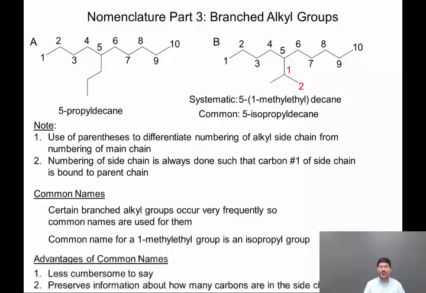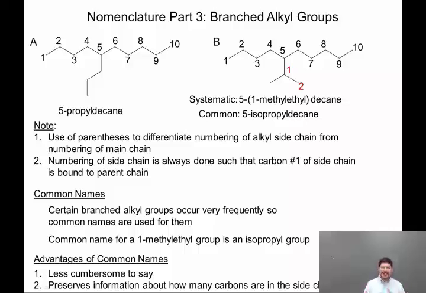Advantages to this are, first of all, it's less cumbersome to say. If you say 1-methyl ethyl too many times, you will get yourself tongue-tied. And secondly, and more importantly from my perspective as a chemist, it preserves information about how many carbons there are in the side chain. 1-methyl ethyl might lead you to believe that there's only 2 carbons in the side chain, and you have to think a little bit to realize that there's actually 3 carbons in the side chain. But isopropyl is telling you, the propyl, that there are 3 carbons.